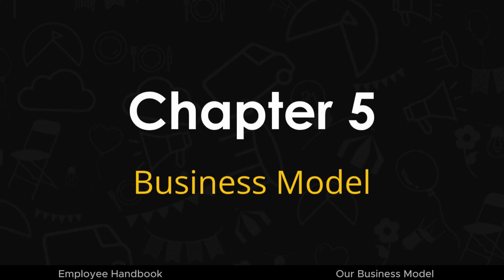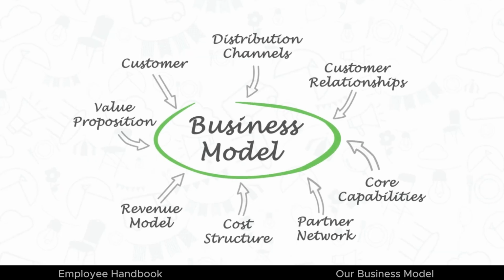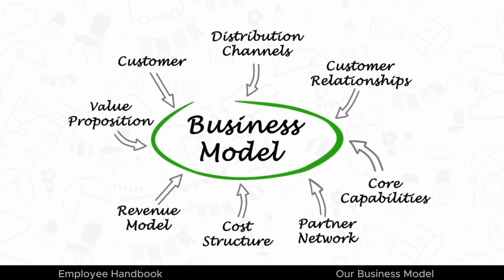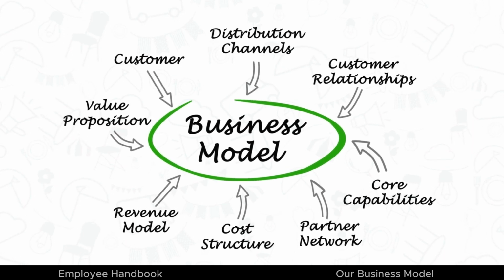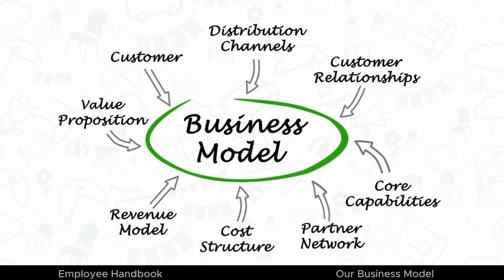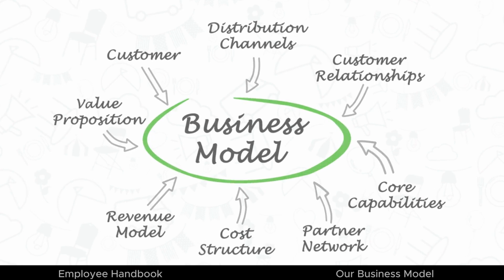Then chapter 5, we have our business model. What is a business model? A business model refers to how a company operates and its plan to make profit. It describes the products or services the business sells, its target market, activities, cost structure, among others.